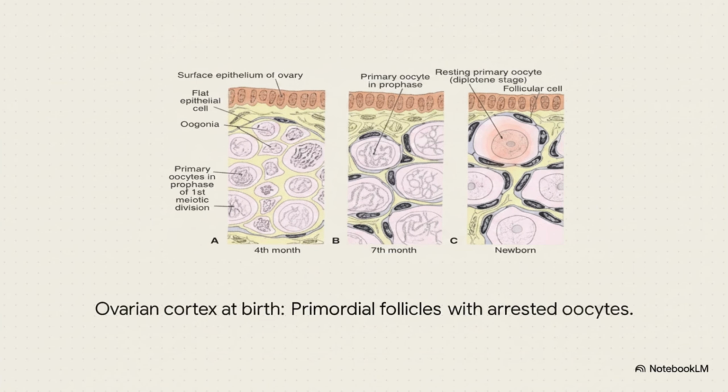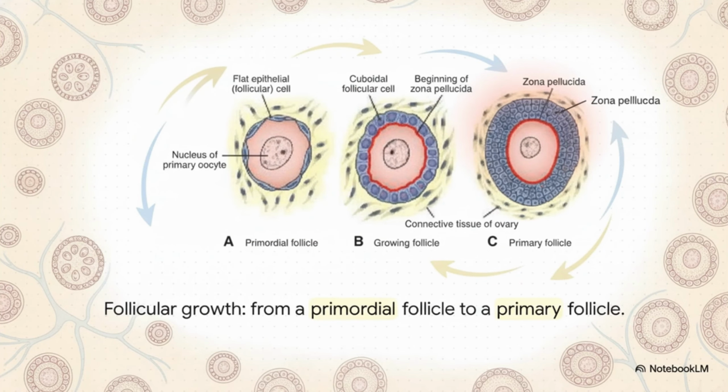Each one of those surviving primary oocytes is stalled out in prophase 1 of meiosis. And importantly, each one is now wrapped in a single layer of flat epithelial cells, forming a little structure called a primordial follicle. This collection of follicles is literally the entire ovarian reserve a female will have for her entire life.